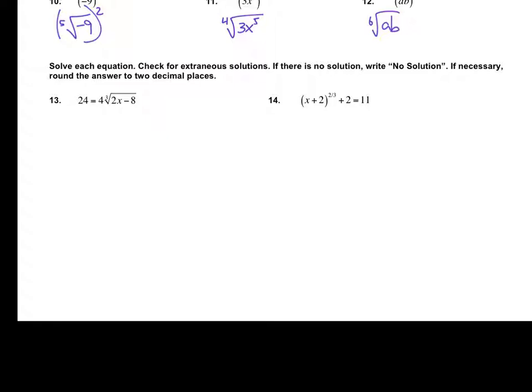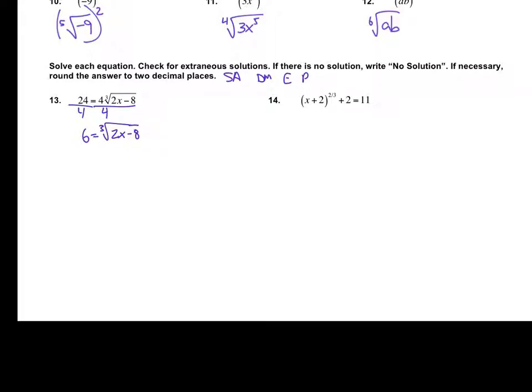For this one, we're going to follow the reverse order of operations. Start with addition, subtraction. Then we're going to do multiplication and division, then exponents, and then we're going to finish with parentheses. So with this one, we're going to divide by 4. 6 equals the cube root of 2x minus 8. That was our multiplication division.